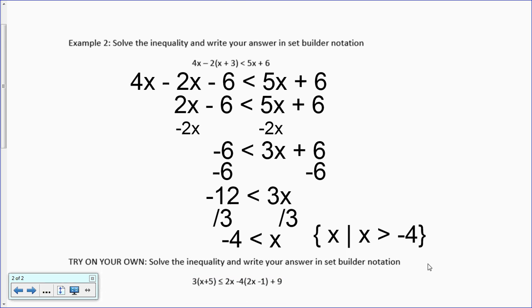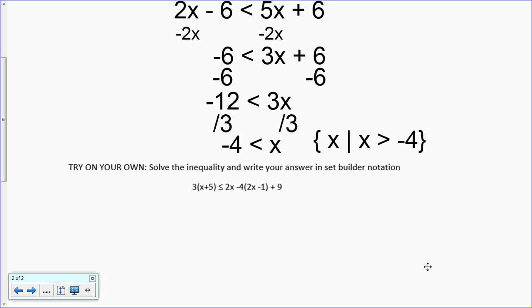Okay? Now you're going to go ahead and try this one on your own. There's everything. We got combining like terms, we got distributing, we got variables on both sides. So this one's a doozy. I will give you that. But this is the kind of stuff that's going to show up. This is what they're talking about with multi-step equations. Okay? So go ahead and try this on your own. Write your answer in set builder. When you come back, I will have an answer for you.